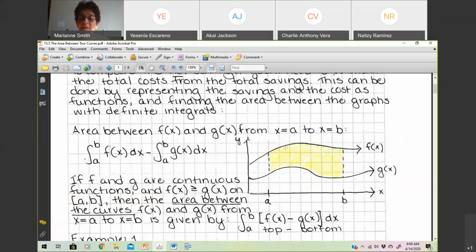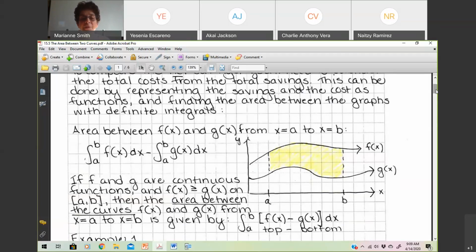Think of it this way. If you use the definite integral to find the area under f of x, that goes all the way down to the x-axis. If you take the area under g of x, that also goes down to the x-axis, and you subtract that from the area under f of x, you get the area between the two curves. It's like a netting out. So the way you're going to do that is take the definite integral of your top curve, in our case f of x, and subtract the definite integral of your lower curve, in our case g of x.